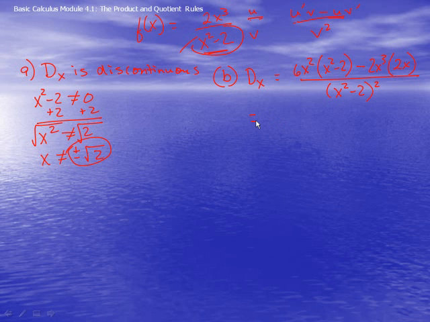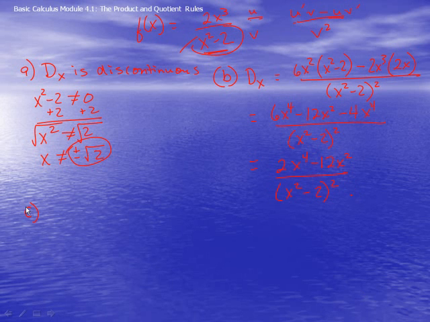Again, doing our simplifying using the distributive property, we would get 6x to the 4th minus 12x squared minus 4x to the 4th power, all over x squared minus 2 quantity squared. And then our last step would be to combine the like terms, so that would get 2x to the 4th minus 12x squared all over the denominator, which is x squared minus 2 quantity squared. And that is the derivative.